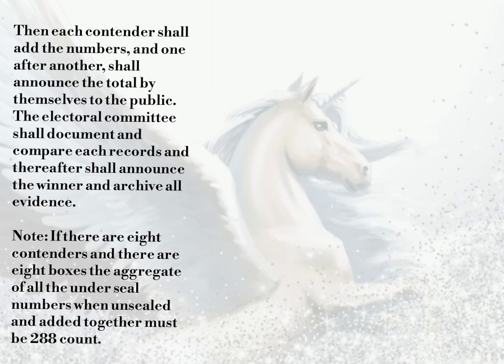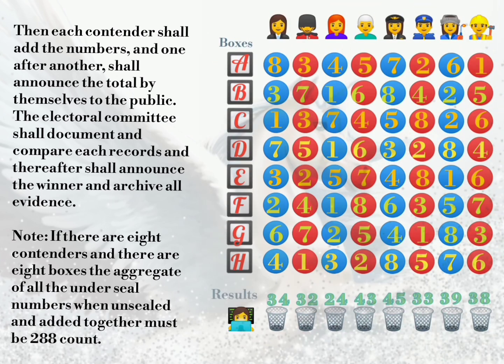Then each contender shall add the numbers, and one after another, shall announce the total by themselves to the public. The Electoral Committee shall document and compare each record and thereafter shall announce the winner and archive all evidence. Note: if there are 8 contenders and there are 8 boxes, the aggregate of all the under seal numbers when unsealed and added together must be 288 count.